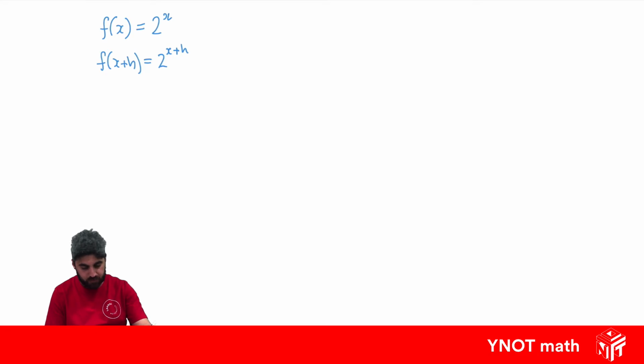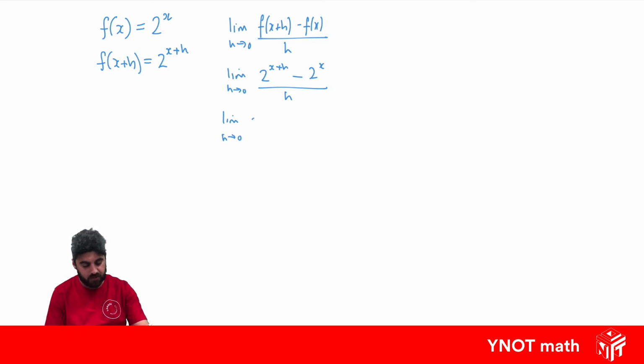First principles is the limit as h approaches 0 of f of x plus h minus f of x, over h. So let's sub in what we've got so far. We get f of x plus h, which is 2 to the power of x plus h, minus our f of x, which is 2 to the x, over h. We can rewrite our 2 to the x plus h as 2 to the x multiplied by 2 to the h, minus 2 to the power of x, over h.